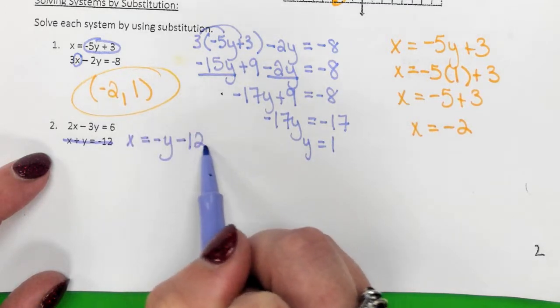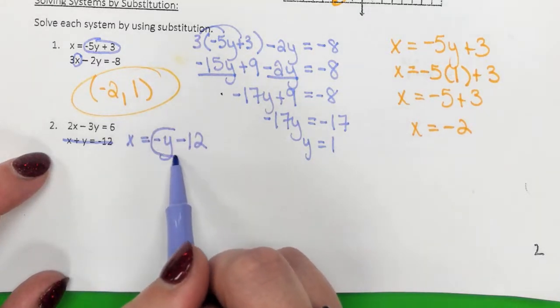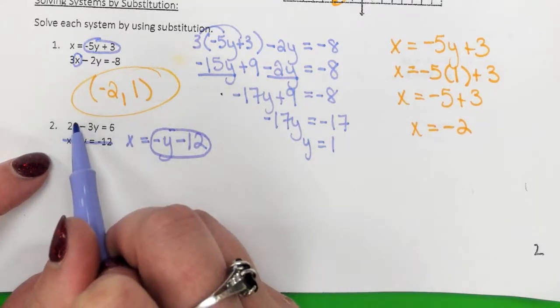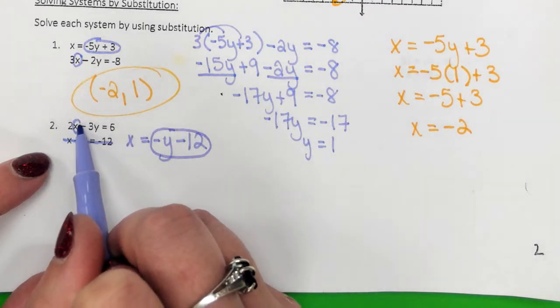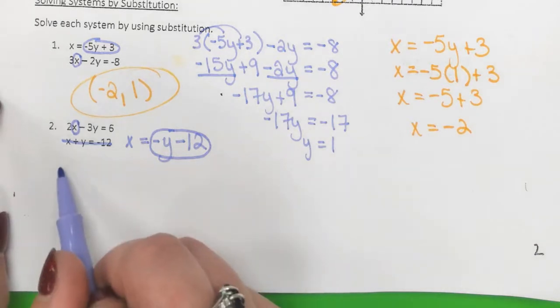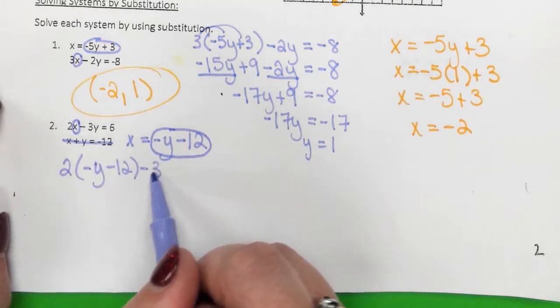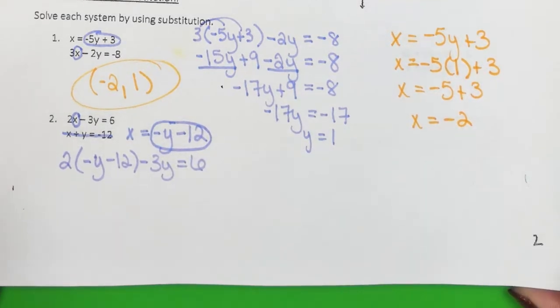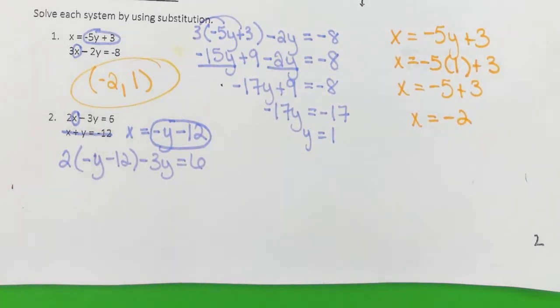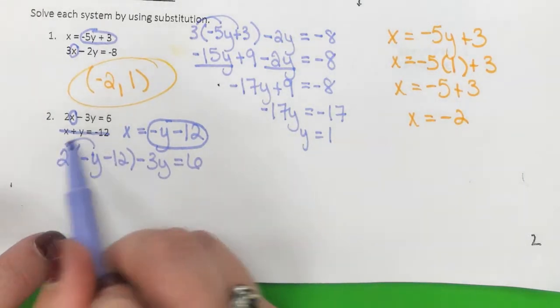Negative y minus 12 is our answer. All right, so we're going to take what x equals and plug it in for x. Trying to see where the negative y came from? Because we subtracted the y over to the other side to get x by itself. All right, so we've got 2 parentheses, negative y minus 12, minus 3y equals 6. The whole point of doing that is because now the only letter we have is y, so we can solve for y.